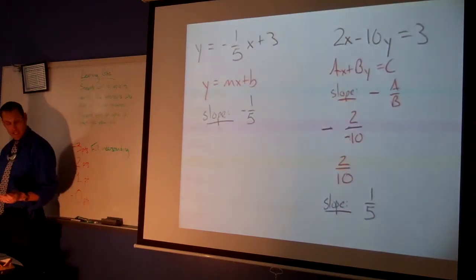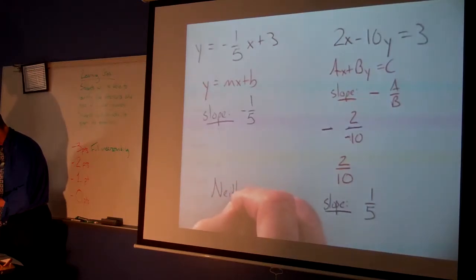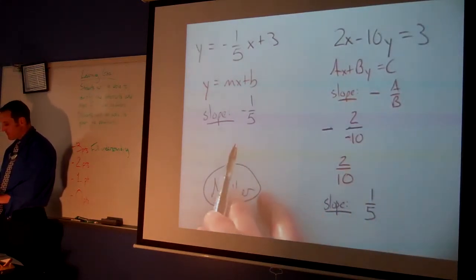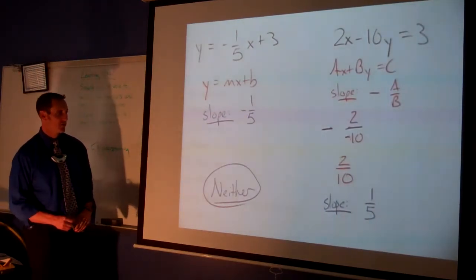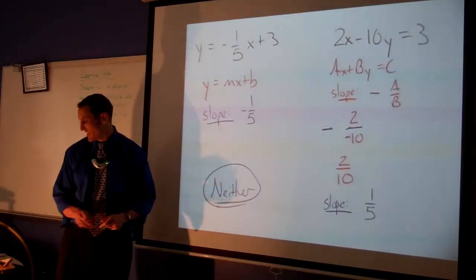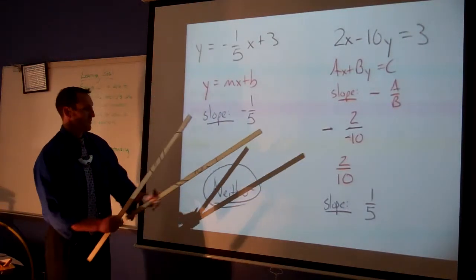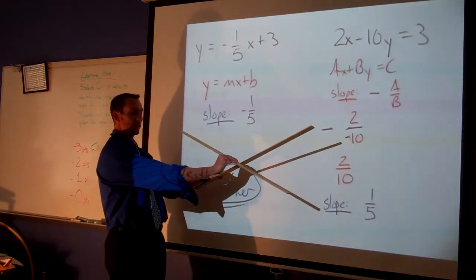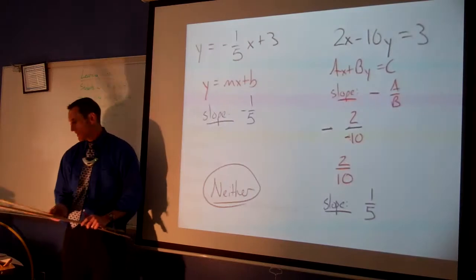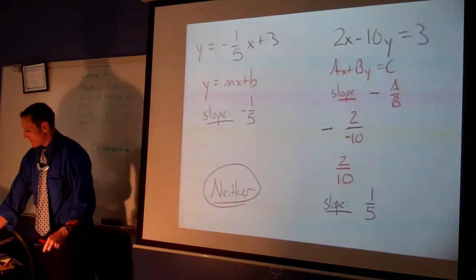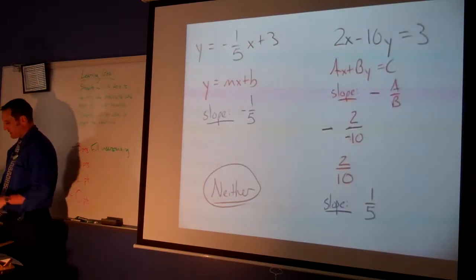So yes, they're opposite, but they are not reciprocals. This is neither parallel nor perpendicular. Even though they are opposites, they are not reciprocal. They just cross. They just have 2 different slopes. Slope of 1/5, slope of negative 1/5. They look like this. That's not parallel, that's not perpendicular. So again, the goal of this lesson, determine if lines are parallel, perpendicular, or neither.